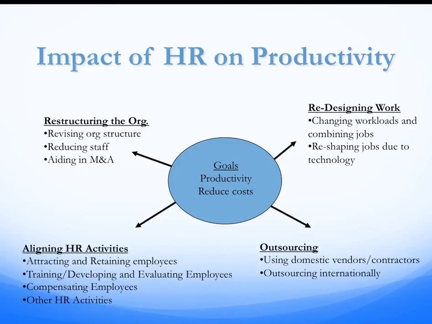Moving on to slide 4, here we can see the impact of HR on productivity, and 4 basic ways that HR has an impact on productivity. Increasing productivity, reducing costs, through restructuring, through redesigning work, through the alignment of all sorts of HR activities amongst themselves, as well as the alignment with other functions in the company, and then any potential outsourcing that needs to be done. Now, we talked about outsourcing in the very first introduction to HR lecture, where we talked about how some HR activities can and should be outsourced.